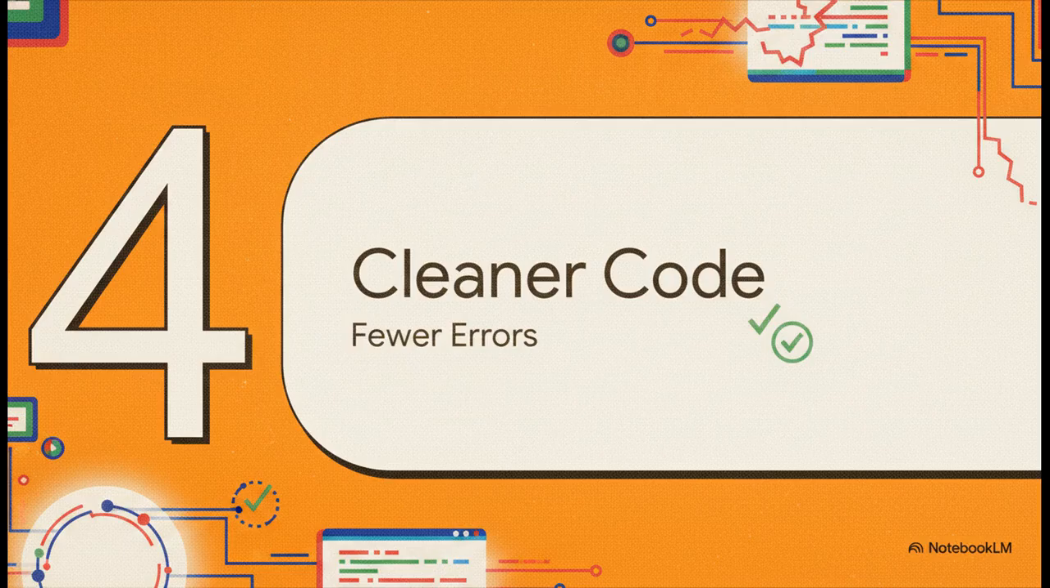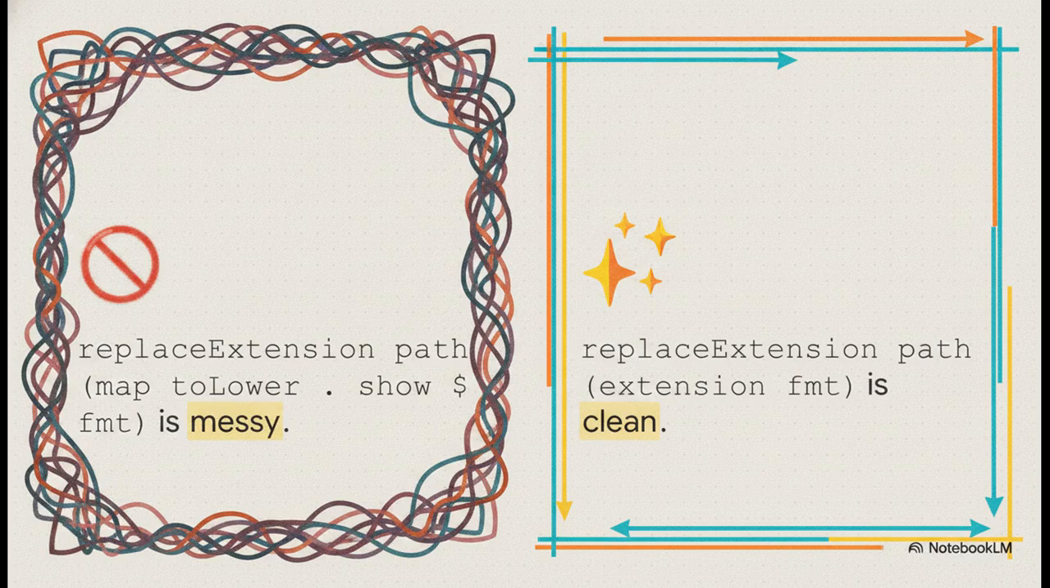All right, Section 4, cleaner code, fewer errors. Now, what's really interesting here is contrasting the final payoff. The messy old code strung together detached commands, mapping to lower, calling show, applying it all to the format. Honestly, it reads kind of like a riddle you have to solve in your head. But the new code, fetching the extension for the format and using it to replace extension in the path, I mean, it reads practically like plain English. You fetch the extension for the format and you replace it. It's incredibly clean and just immediately understandable.